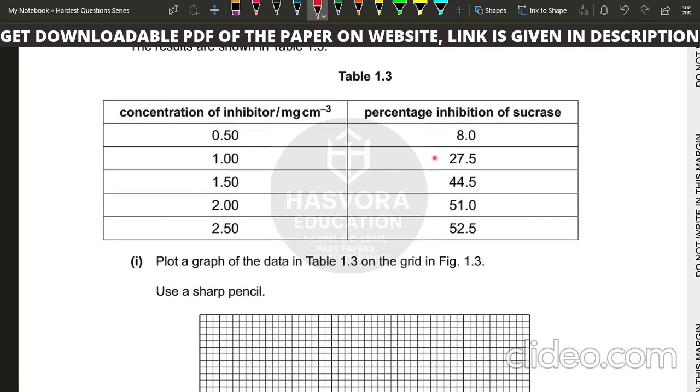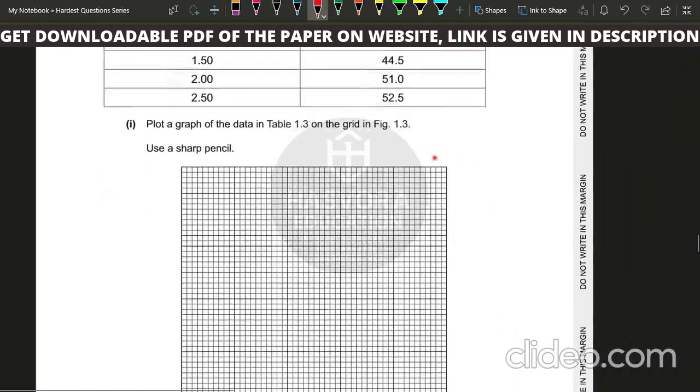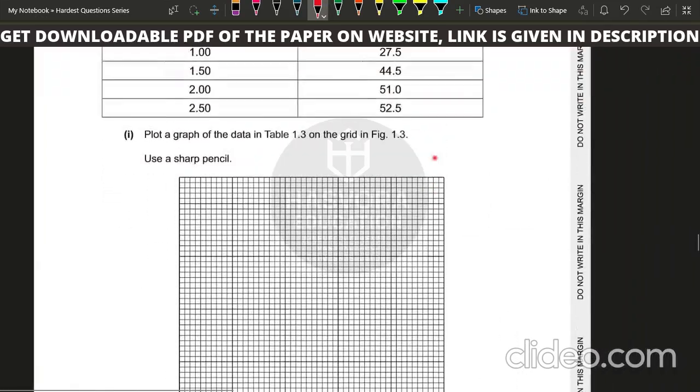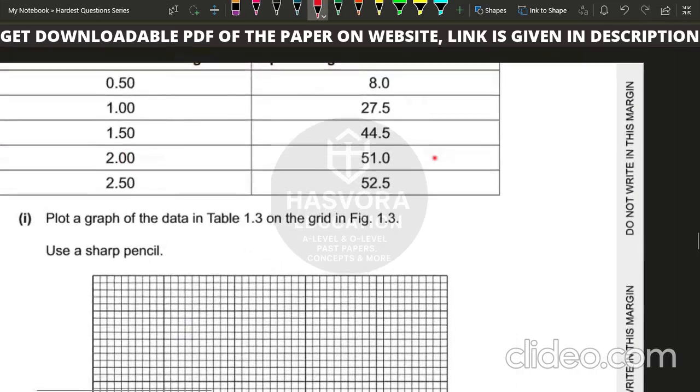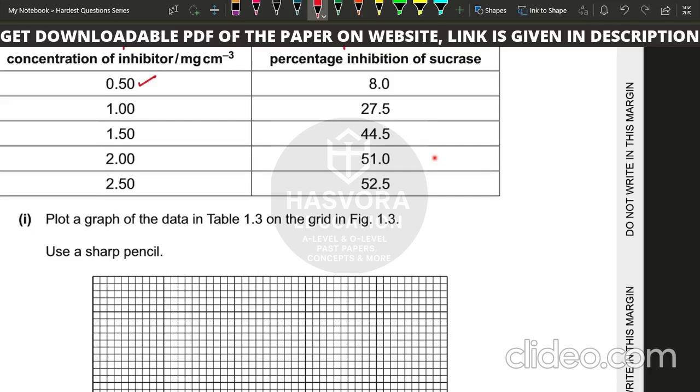The one on the left-hand side is mostly the independent variable. This is the independent variable which is going to be plotted on the x-axis, and this is the dependent variable, which depends on the independent one, the concentration of inhibitor. First of all we have to choose the scale. What is the range on the x-axis? The lowest is 0.5 and the highest is 2.5.